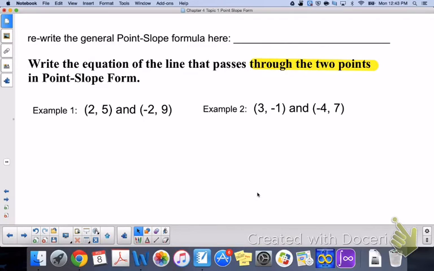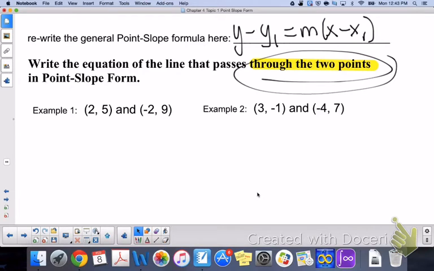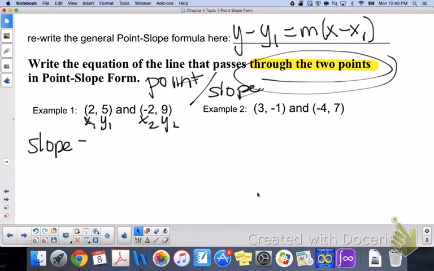Okay, again, write this out every time because the more you write it out, the better you're going to be at remembering it. Y minus y1 equals m times x minus x1. Now, when we pass through 2 points, remember, for point-slope form, we need a point and we need a slope. All right? So when you're given 2 points, the first thing you need to do is find the slope. Go back to, here's x1, y1, x2, and y2.